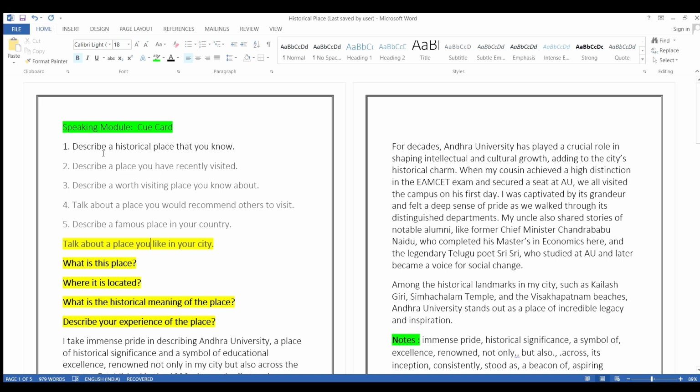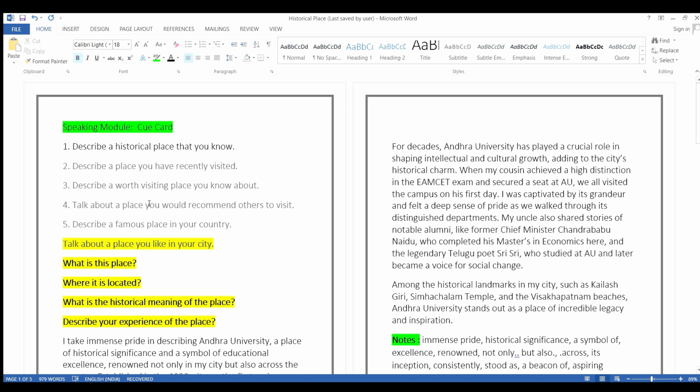Question number 1. Describe a historical place that you know. So a place which has a historical significance, a historical value, some story to it, some importance to it. That is called a historical place. Second one, a place that you have recently visited. So you had been to the place, you have experienced it, and you speak your experience.